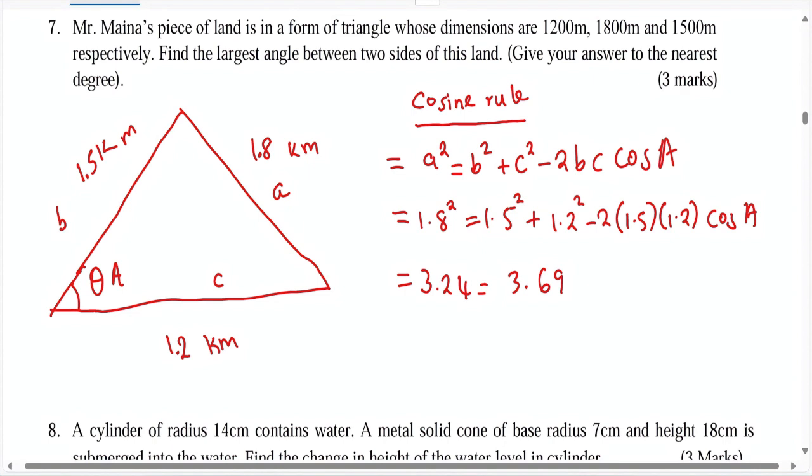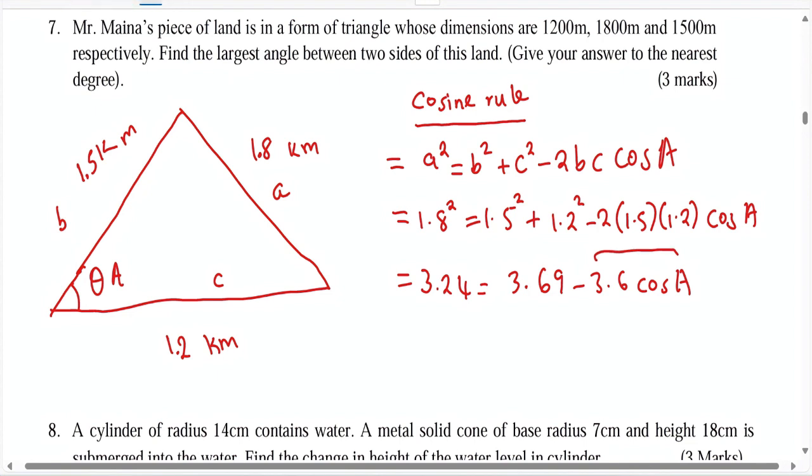but usifanye kosa, don't commit this mistake where you're adding those two squares and then you're subtracting to this negative 2 times 1.5 times 1.2. Hiyo iweke kando. So minus 2 times 1.5 times 1.2 ni ngapi? It gives us negative 3.6. Hiyo iko kando, haiko pamoja na 3.69. So usije ukafanya 3.69 minus 3.6. Do not subtract because they are like terms. Hii iko na cos A, ndio maana sija subtract.